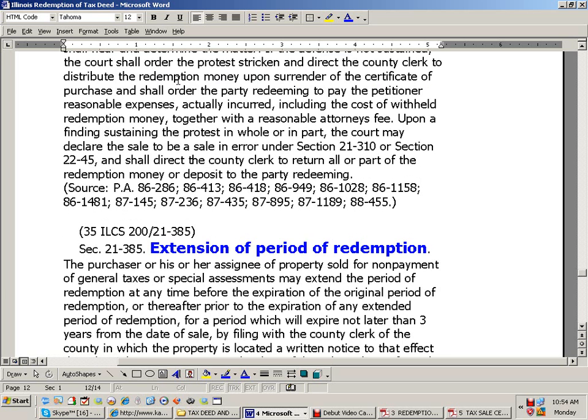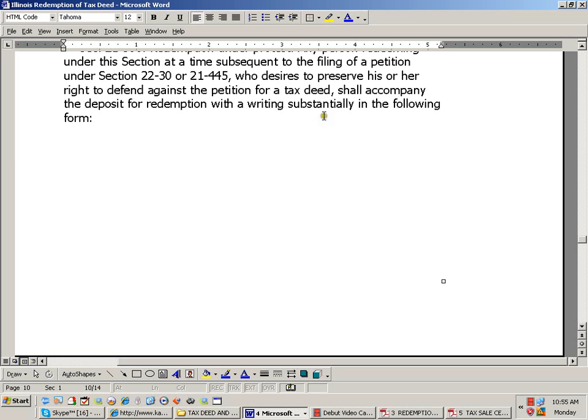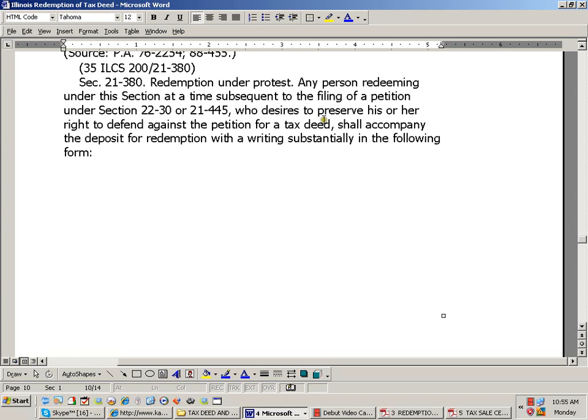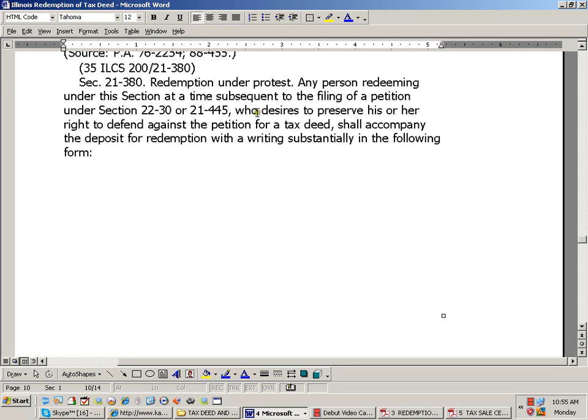But it talks about there being a tax deed case number. So is this redemption under protest if somebody's already redeemed the property? Any person redeeming under this section at a time subsequent to filing a petition desires to preserve his or her right to defend against the petition for tax deed. Oh, okay, this is how you defend yourself. Shall accompany the deposit for redemption with a writing substantially in the following form.